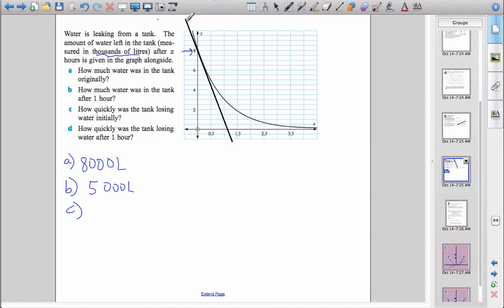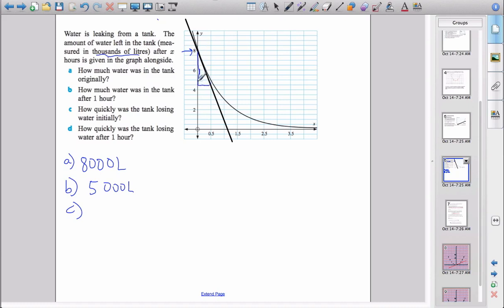And how quickly was the tank losing water initially? That's the rate of change, or the slope of the tangent line in this case. So how quickly is it losing water? We can get the slope of this tangent line. Let's look for a good point to use. Maybe this one?